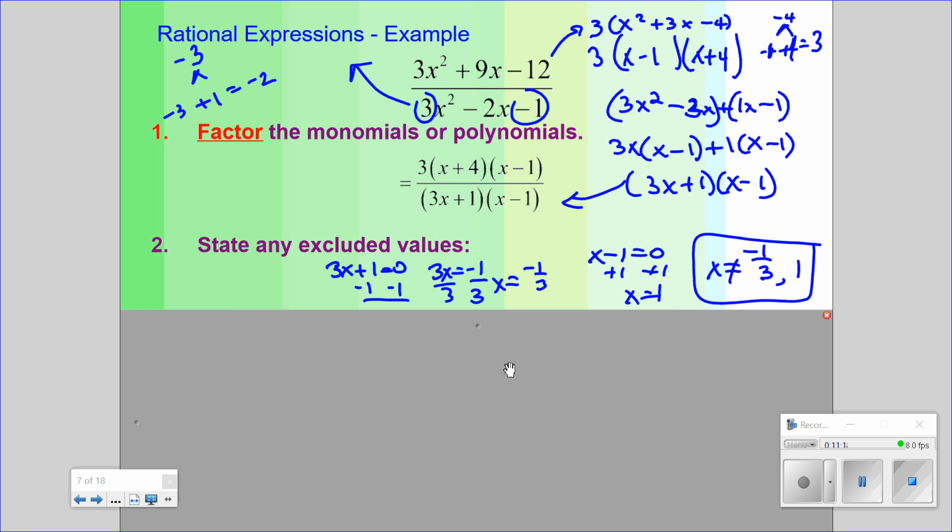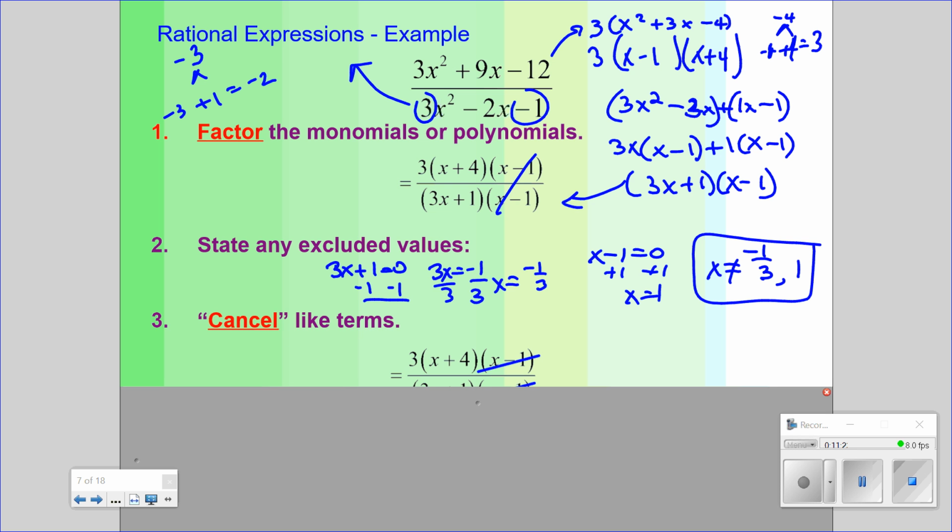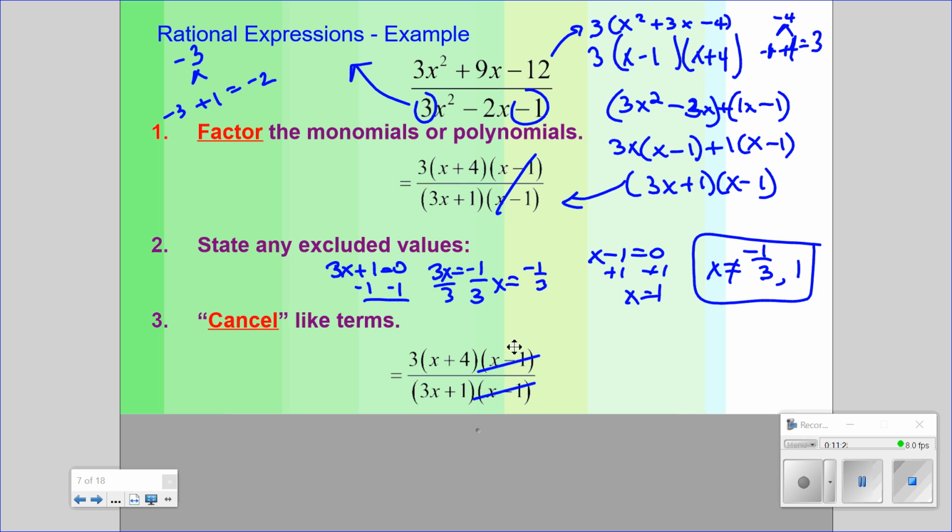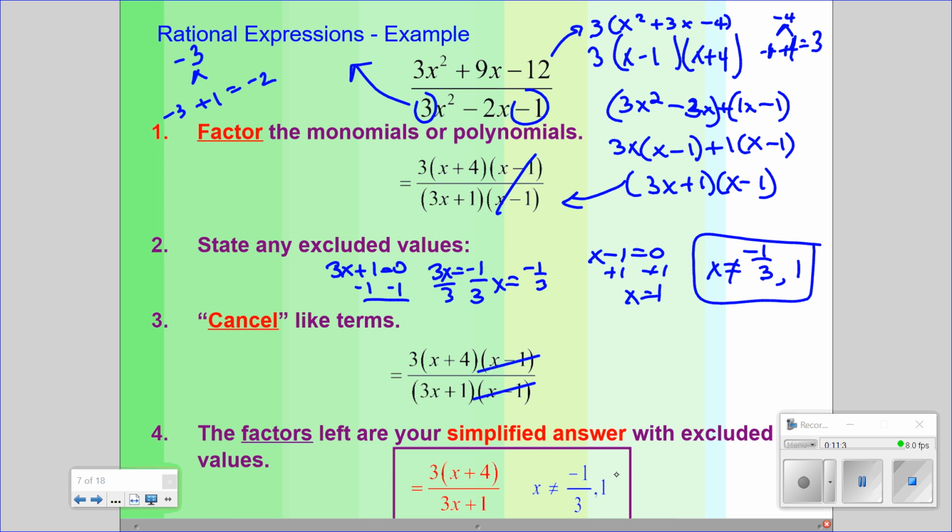Those are excluded values. Now that we've done this, we can cancel the x minus 1 factors that are the same because they would divide out to be 0. And then just recopy what's left and state the excluded values there with it. You do not have to re-multiply out this numerator. It's fine to leave it as is, fully factored.